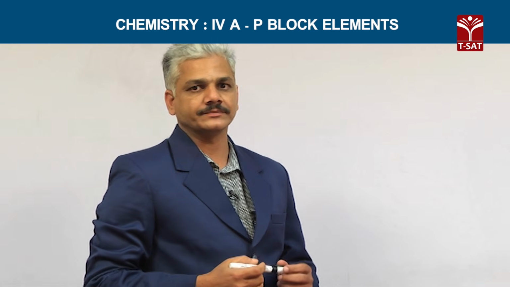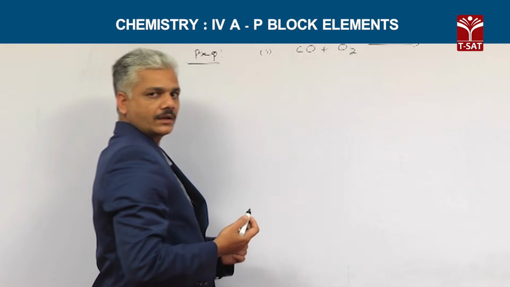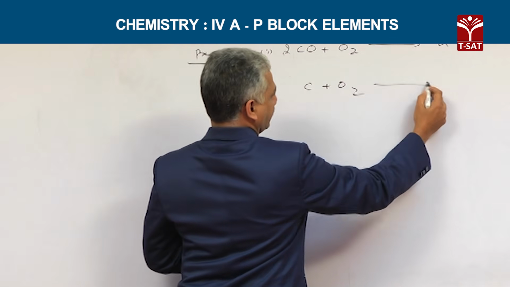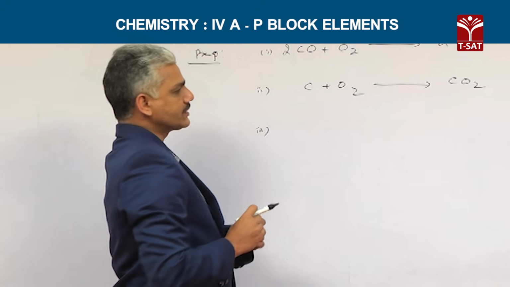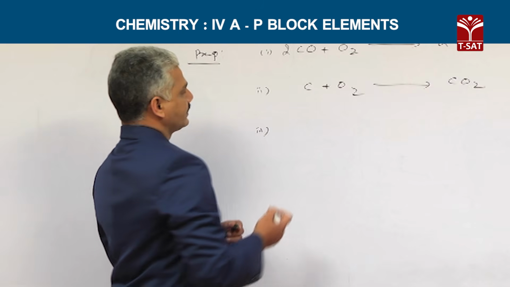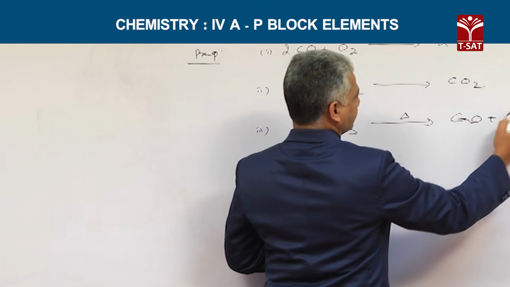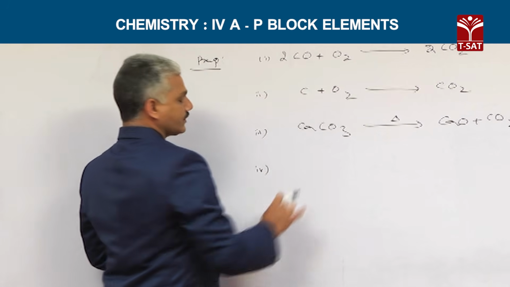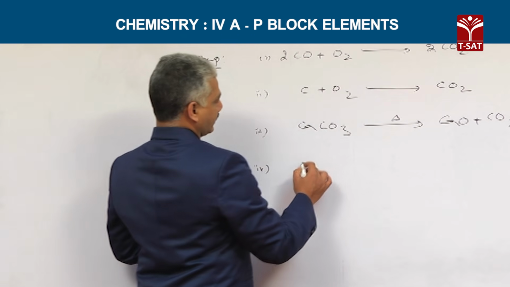Carbon dioxide, CO2. Carbon dioxide can be prepared by the oxidation of carbon monoxide. Alternatively, by burning carbon in excess of oxygen, carbon dioxide can be obtained. Most of the carbonates undergo decomposition to give carbon dioxide. For example, if calcium carbonate is heated, it will decompose to give calcium oxide and carbon dioxide. Or by the action of dilute mineral acids on carbonate salts, we can prepare carbon dioxide in a convenient manner.